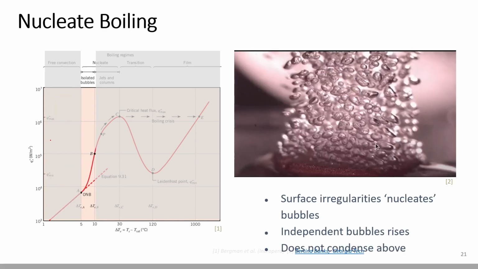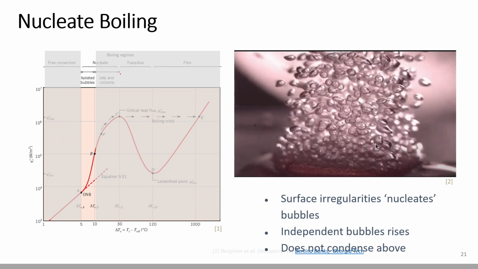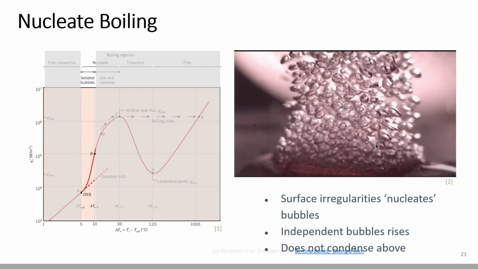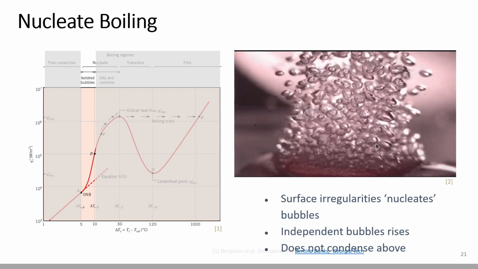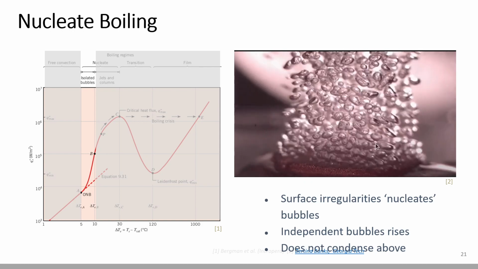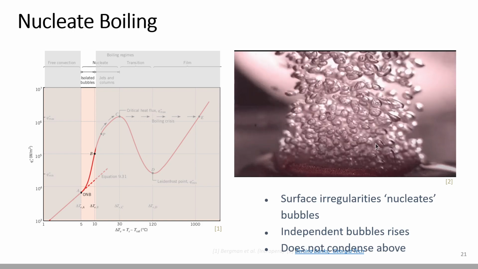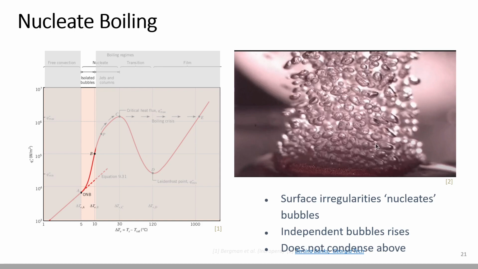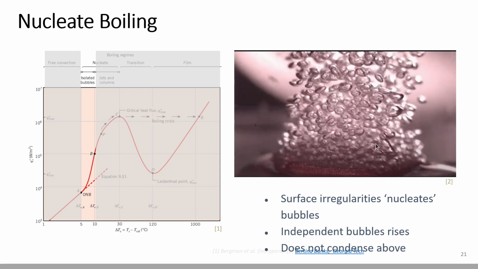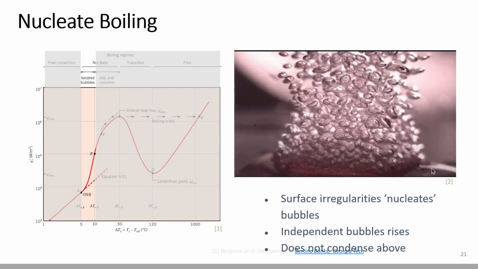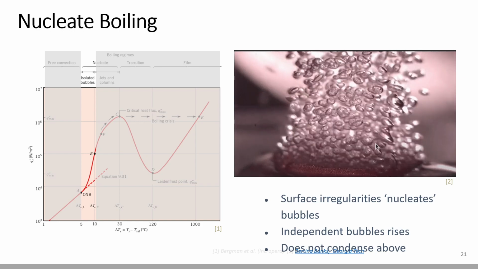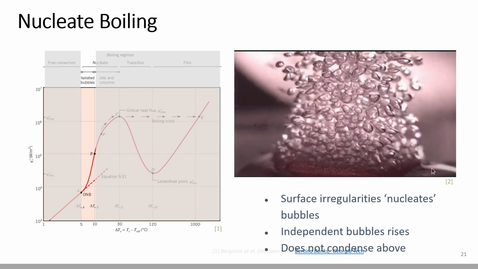Then in the second phase, we have nucleate boiling. There can be surface irregularities, or nucleation sites, present on the surface, and due to those irregularities, bubbles will start to form as we keep on increasing the temperature. At the onset, there will be smaller, very isolated bubbles, and these bubbles will independently rise. These are small bubbles, so they will just leave the surface of the wire or solid surface, and eventually go down into the fluid.